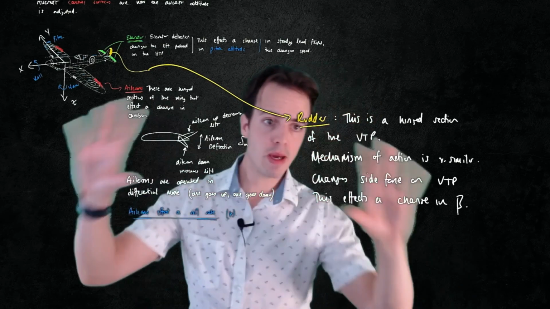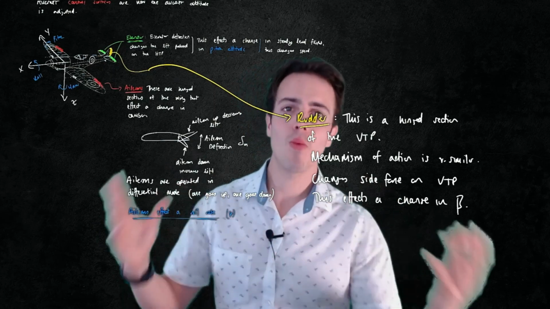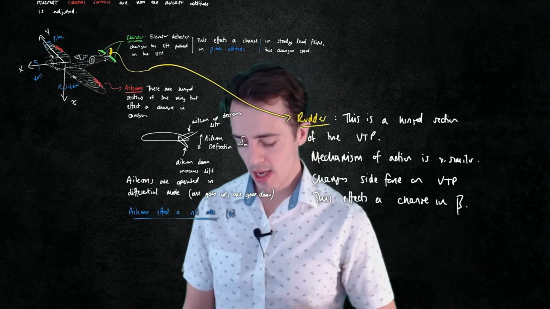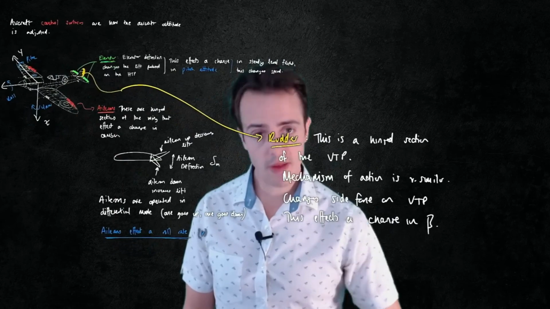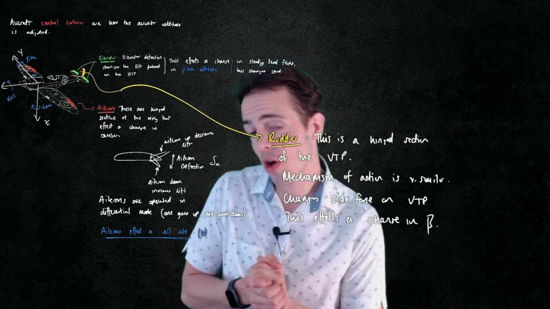Okay, that was my big primer because we're moving on to control reversal, and I wanted you guys to have an indication of what these control surfaces are, what they do, and how they work. So I hope that's been interesting. We're going to be moving on to control reversal.